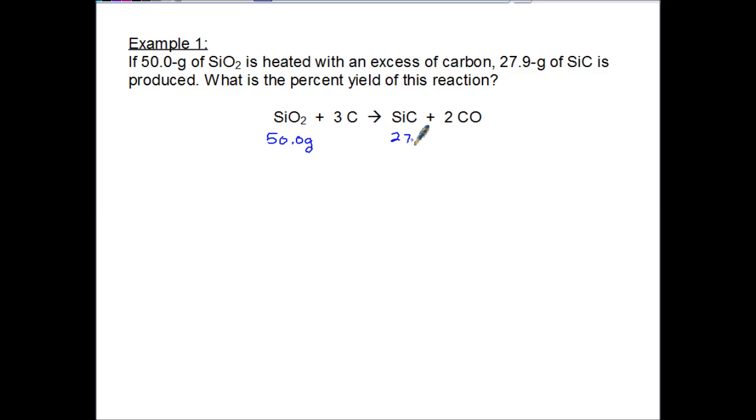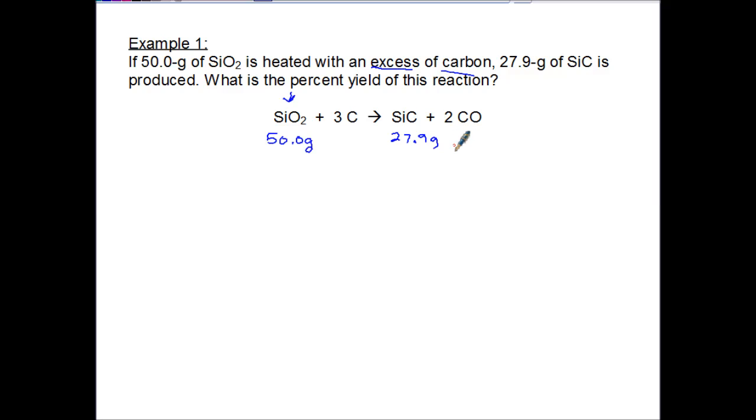There are a couple of key terms in there that I want you to be aware of. Number 1 says with an excess of carbon. So we've already determined what our limiting reagent is. If we have excess carbon, that means the silicon dioxide must be the limiting reactant. We're going to use that limiting reactant to determine our theoretical yield, what we should actually get. This is going to be a straightforward stoichiometry problem.